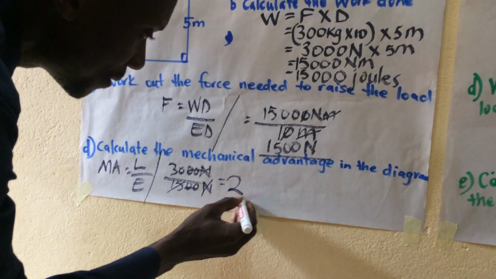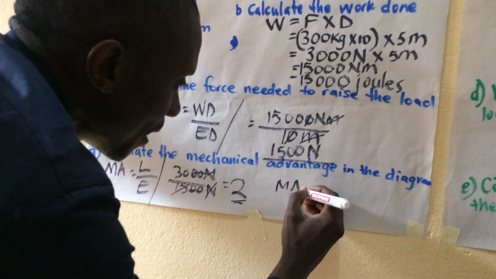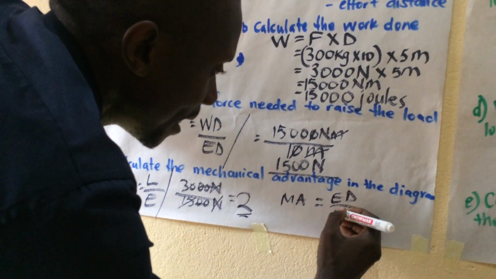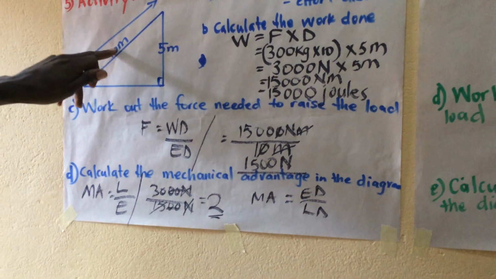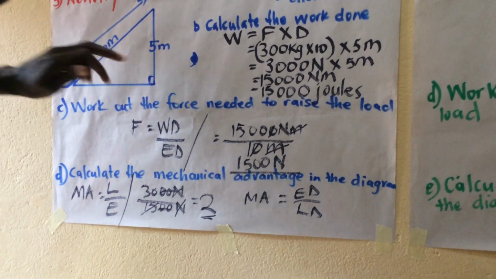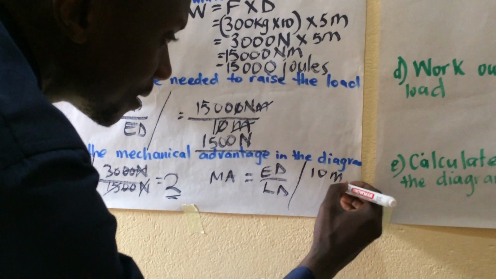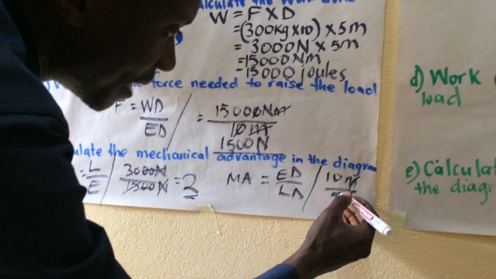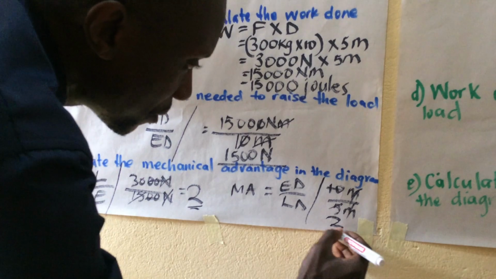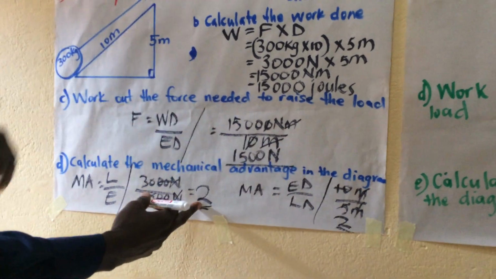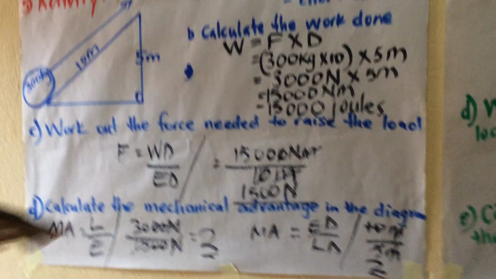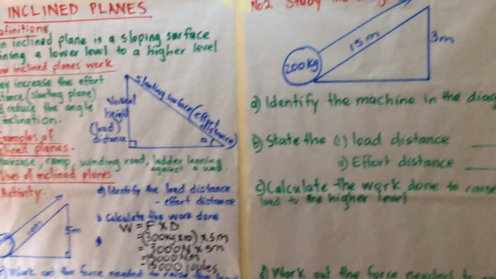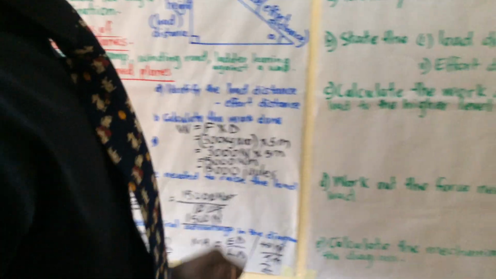Alternatively, we can say mechanical advantage is equal to effort distance divided by load distance. Effort distance is 10 meters divided by 5 meters. The meters cancel, and then 10 divided by 5 gives us 2. So we got 2 here, still 2. There are no units for mechanical advantage, because we are dividing the same kind of quantities.